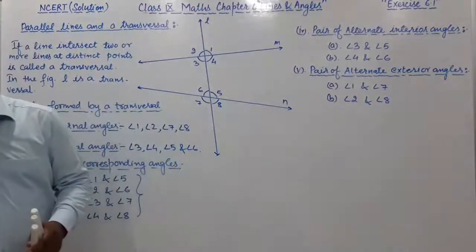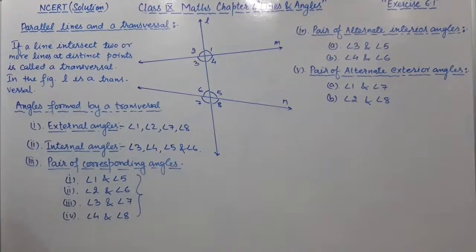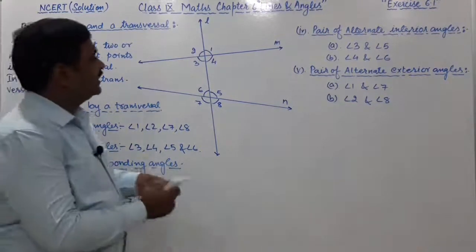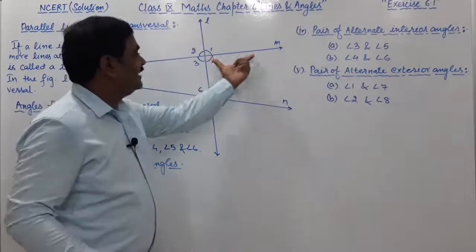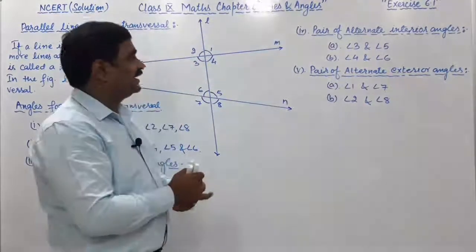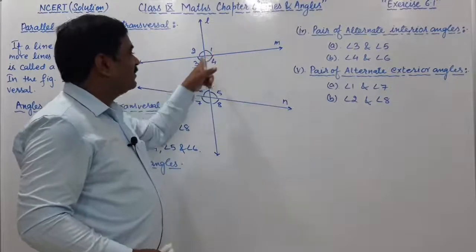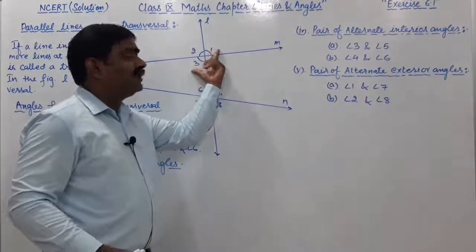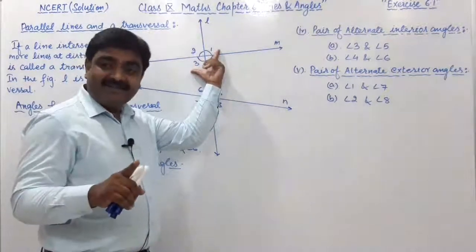Okay, now let us move on to the angles, pair of interior opposite angles, right? So just see, dear students, as this transversal intersects line M at this point, you are getting two pairs of vertically opposite angles. Angle 1 is vertically opposite to angle 3 and they both are equal in measure, right?